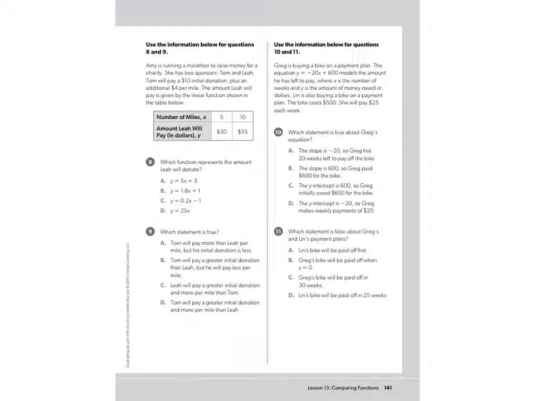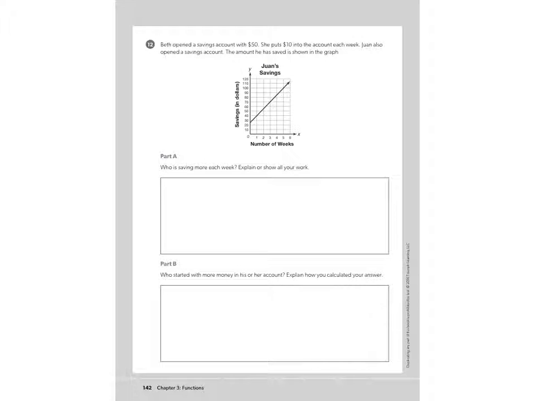Here on 8 and 9, 8 says which function represents the amount Leo will donate. 9 says which statement is true. 10 says which statement is true. And then 11 says which statement is false. Lastly, here's some open-ended questions you could also try if you're wanting some extra practice.